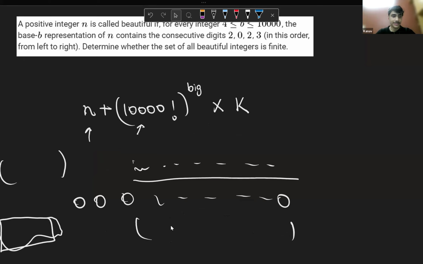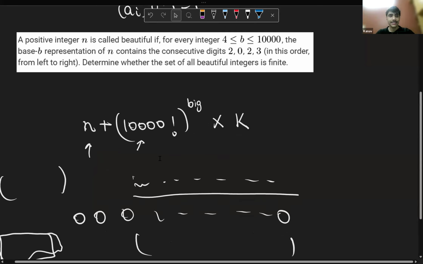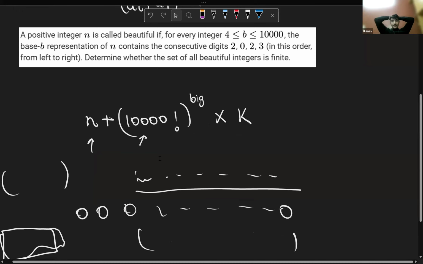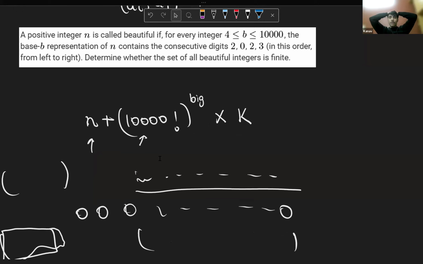Also, someone in chat has actually just told a solution, but let's first ask: why would you expect the answer to be infinite or finite? One intuition is that you have way too much freedom. The number of numbers which contain 2023 is a lot. If it's a big-digit number, you're only fixing 4 digits, which is very small. You have way too much freedom. Most numbers actually contain 2023.